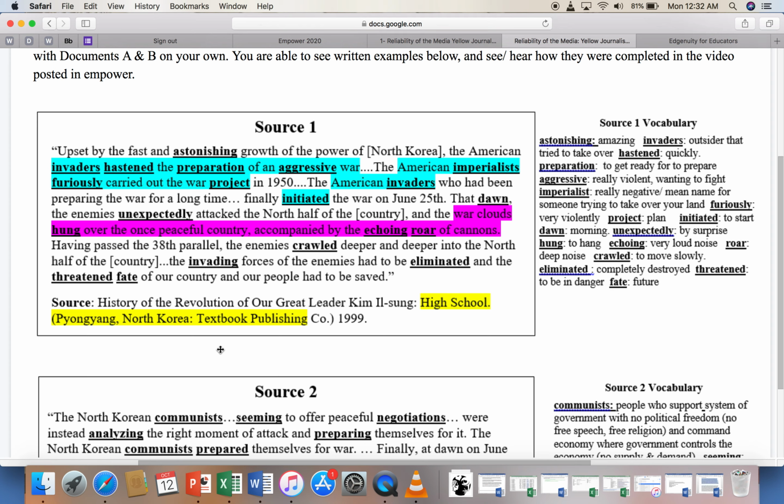Having passed the 38th parallel, the enemies crawled deeper and deeper into the north half of the country. The invading forces of the enemy had to be eliminated, and threatened the fate of our country and our people to be saved.